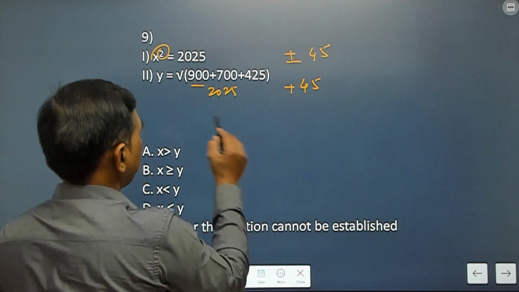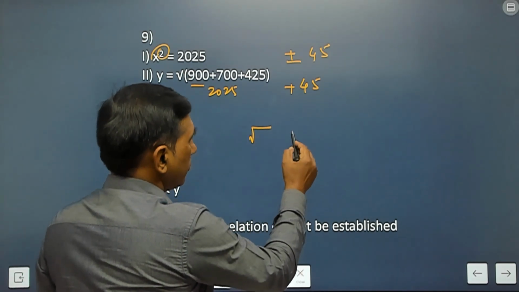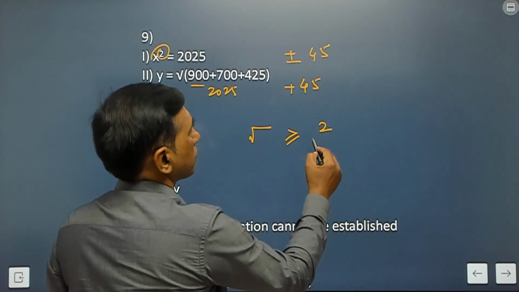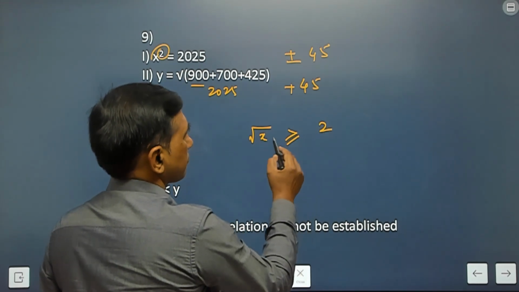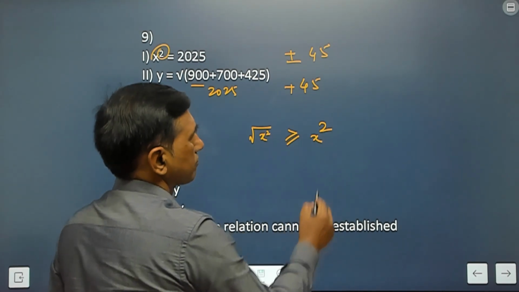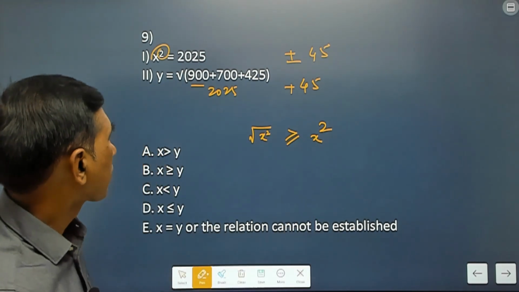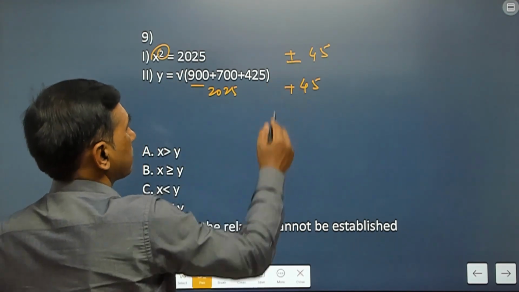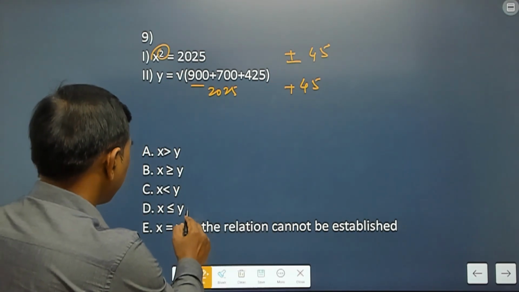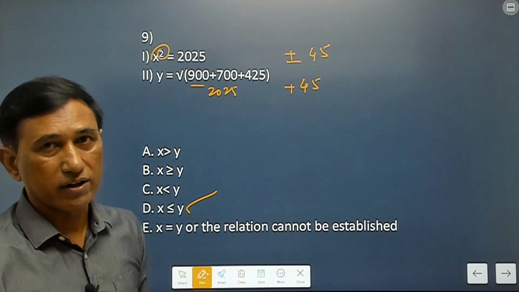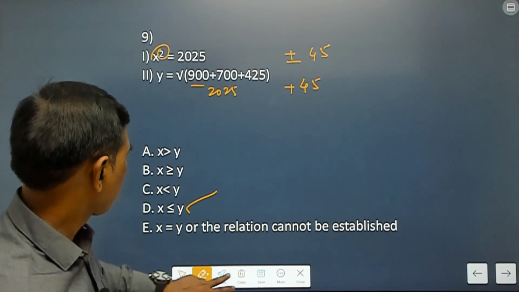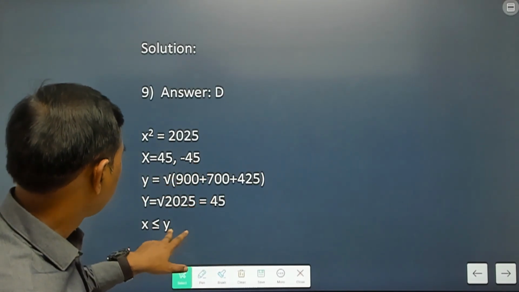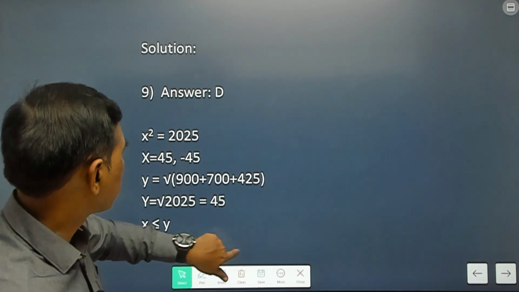So whenever you have root, root is always greater than or equal to this square thing. Okay? So this is plus and this is plus minus. So y is greater than or equal to x. Quite easy. Plus minus plus, so y is greater than or equal to x.